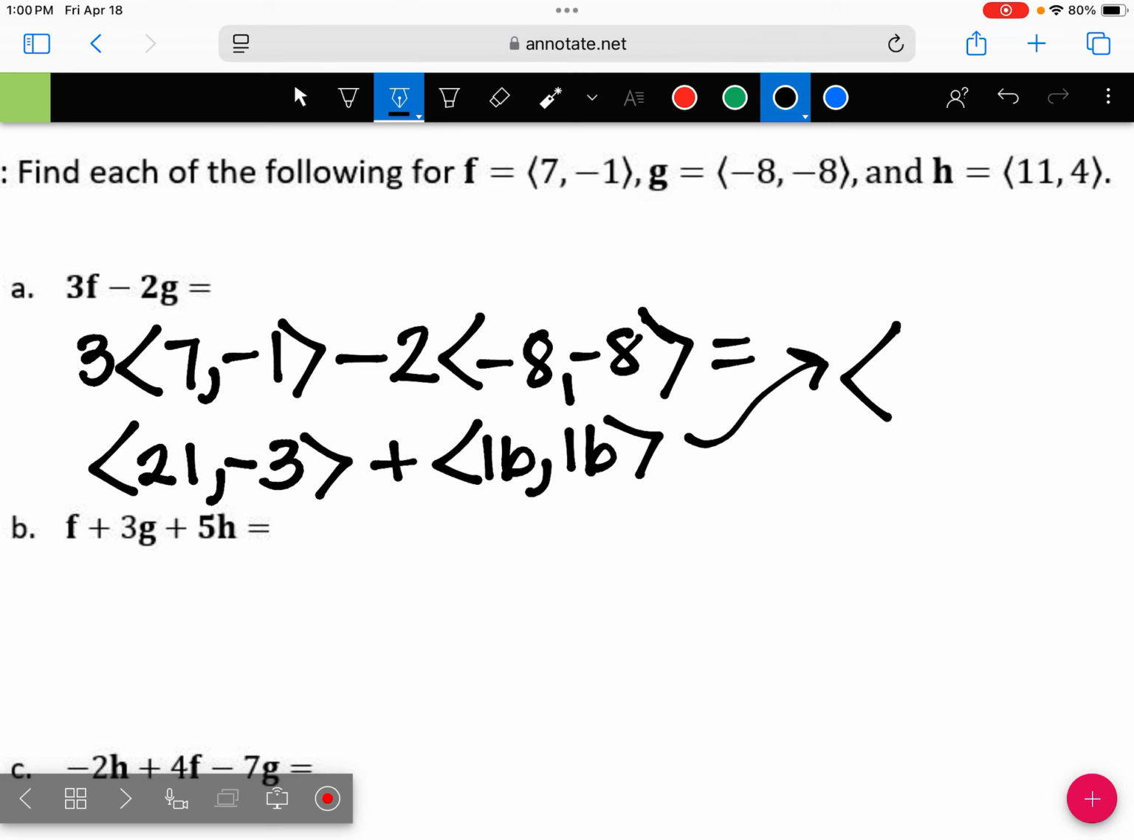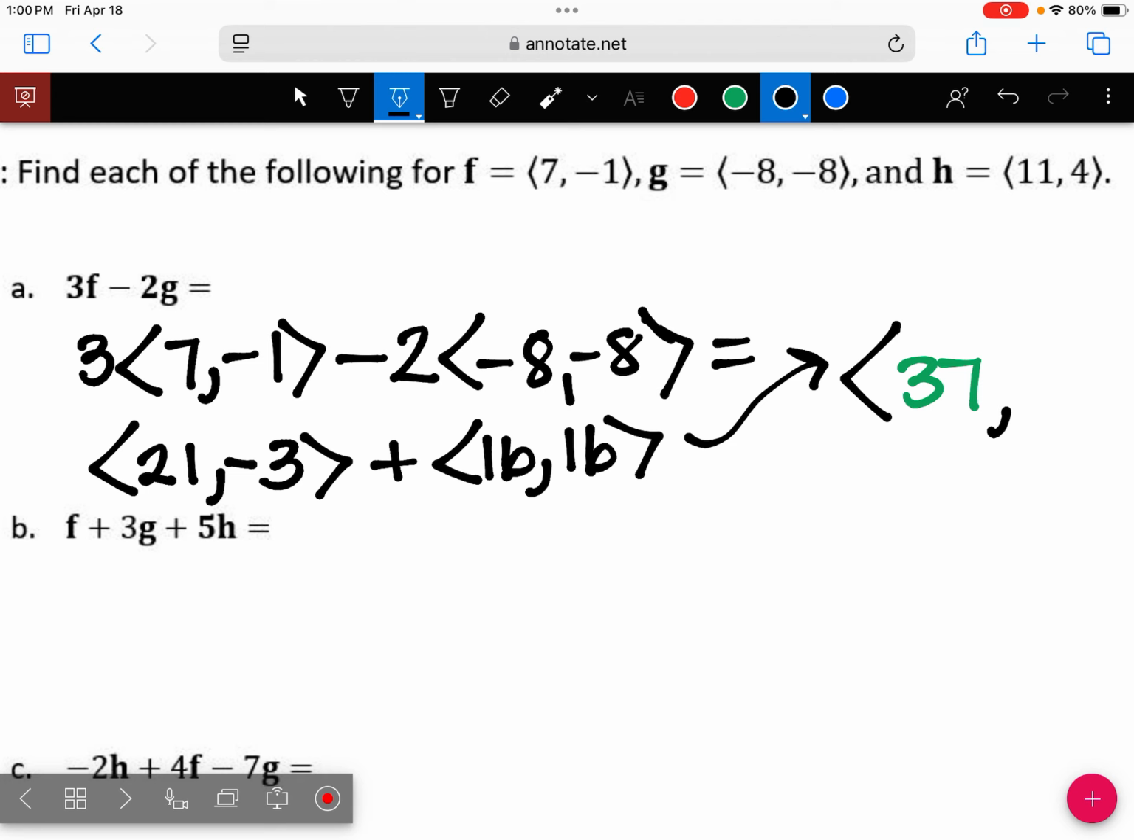Okay. I think I did this wrong in 5th period. Oh, I know what I did. In 5th period, I didn't change it to addition. All right, what do you get? What is 21 plus... So this is what I got after I multiplied. I multiplied the second vector by -2 and changed it to addition. So 21 plus 16 is 37.